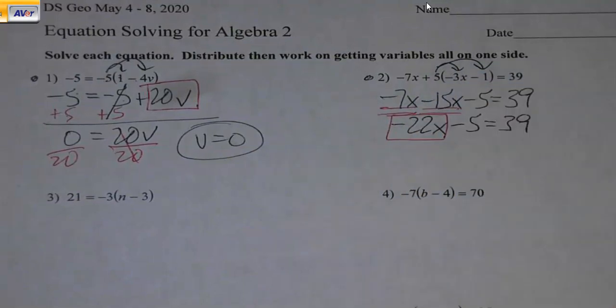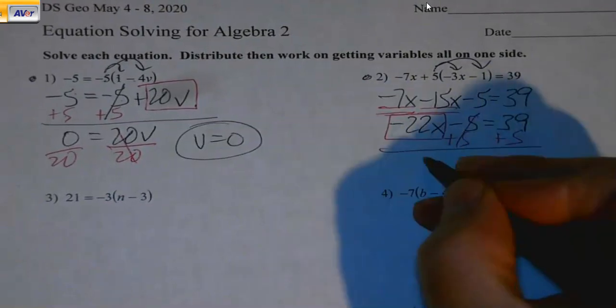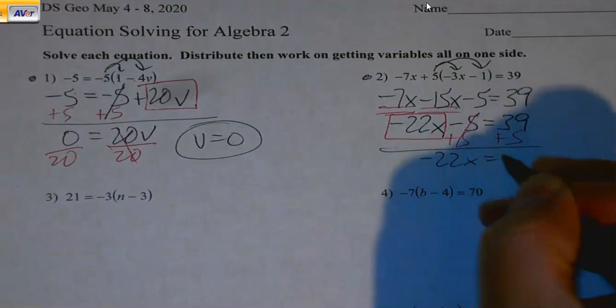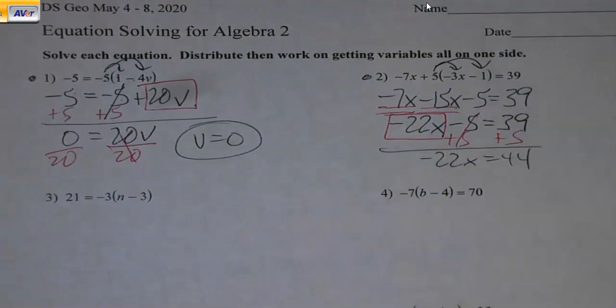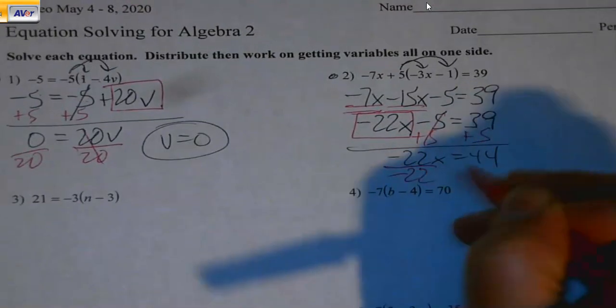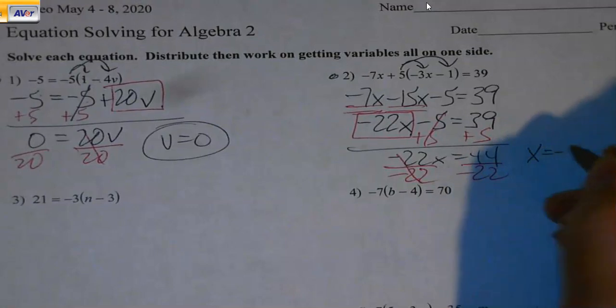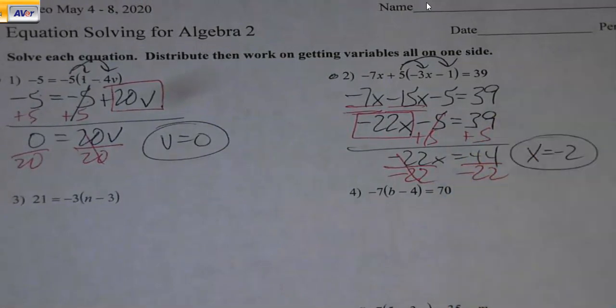Now it looks like the other one. Isolate my x's. How do I do that? I get the 5 out of there. Add that up to the other side. Okay. And my last step is to divide. And we're good.